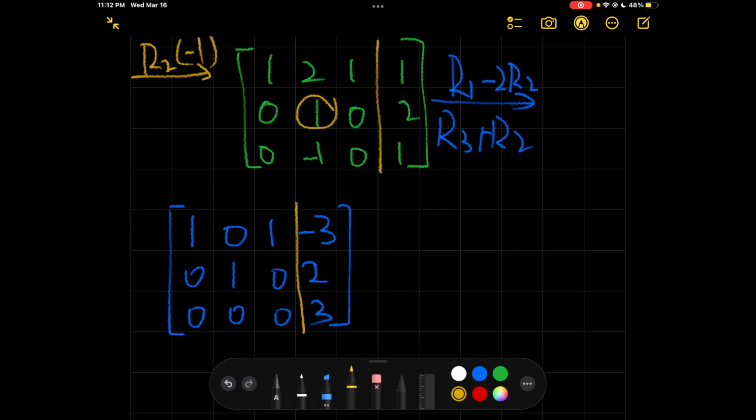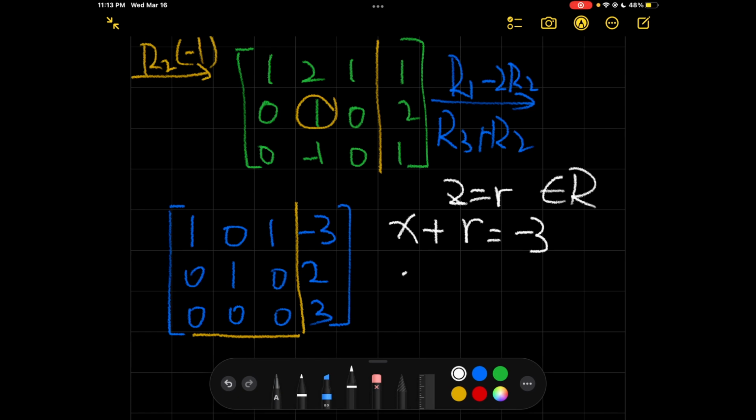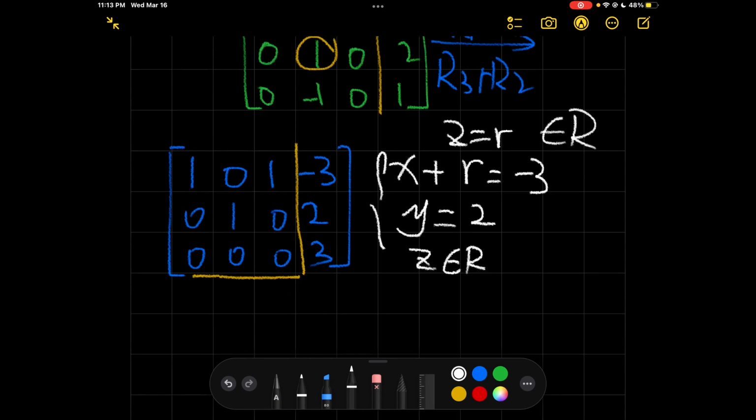Okay, we have reduced echelon form, and we can notice the row 3 is all 0 here. So it means z can be any variable, and let's say we have x plus z. Let's say z equals r, which can be any real number. We say it's r. x plus r equals -3, and y equals 2 always, and z can be any variable. So x equals -3 minus r.